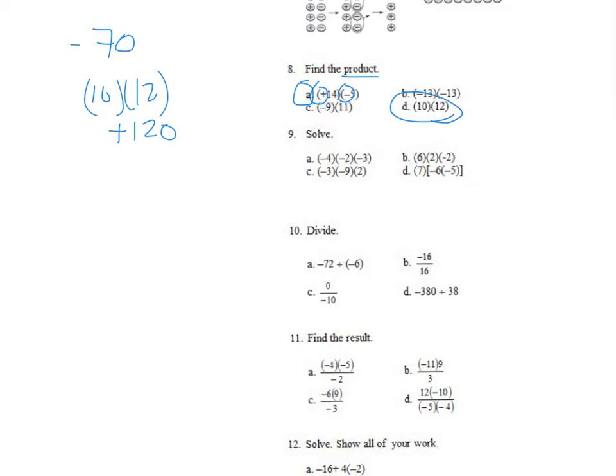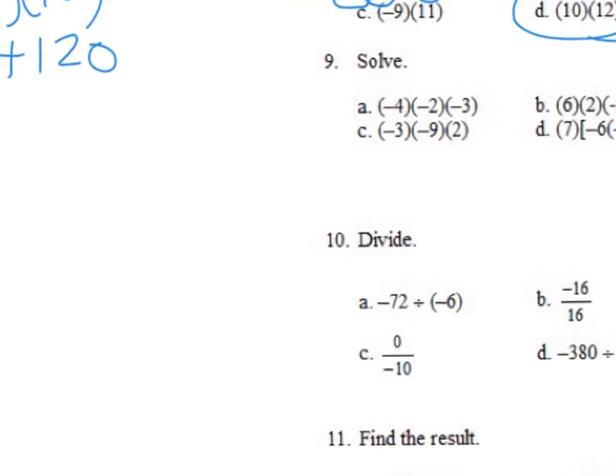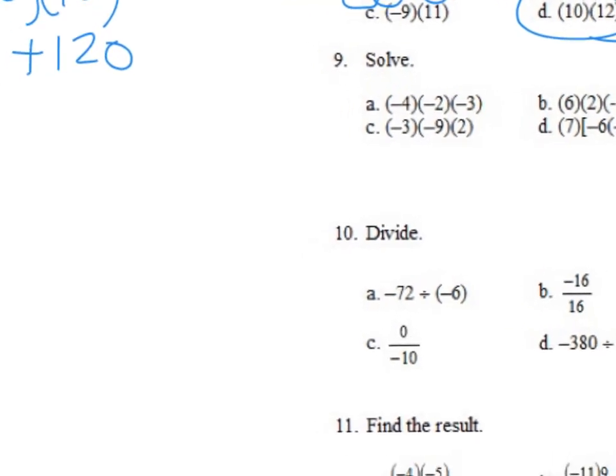When you're dealing with questions like number 9, when you have 3 numbers, just do 2 numbers at a time. So I'll go -4 times -2, which is a +8. And then I'm going to multiply that by -3, and I get a -24.